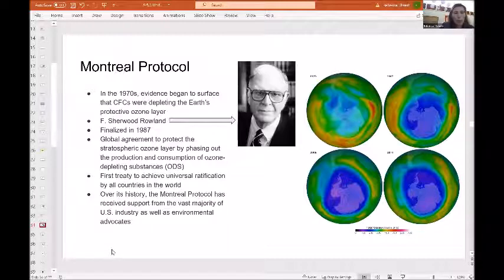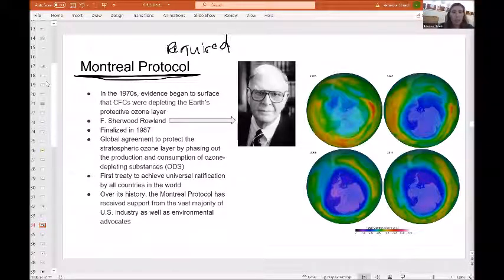So what we have from that is the Montreal Protocol. Now, this is required legislation, guys, so you definitely got to know this. This was a global agreement to protect the ozone layer by phasing out the production of ODS, or ozone depleting substances. This is really important and a monumental thing that we were able to do because it pretty much received universal ratification by all countries.